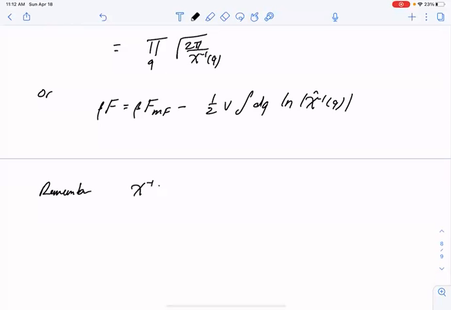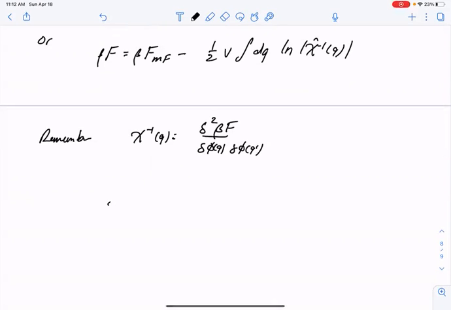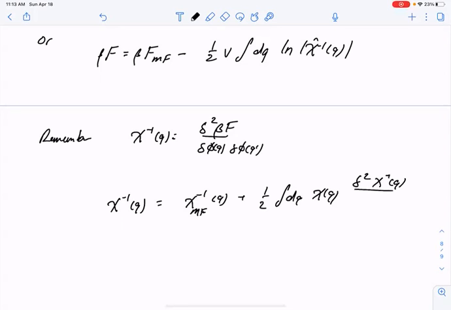So chi inverse of q is a second derivative of the free energy. Right? It's a variance in q, which means that we could take that functional derivative on both sides and get chi inverse of q is equal to chi inverse of q evaluated in mean field plus 1/2 an integral over q, chi, and the second order functional derivative of chi inverse of q. Momentum conservation means that's just minus q. Like so. That functional inverse is hard to evaluate.